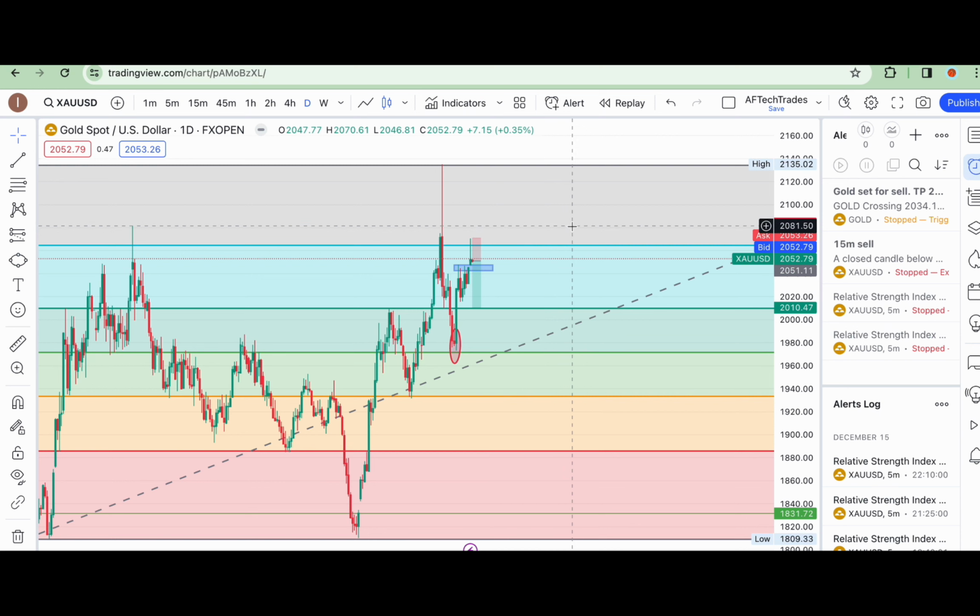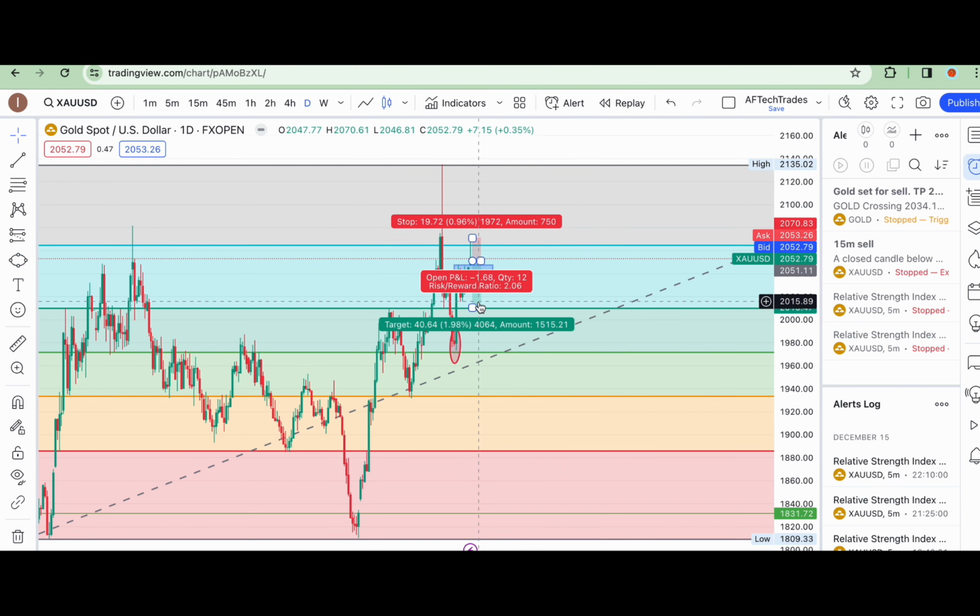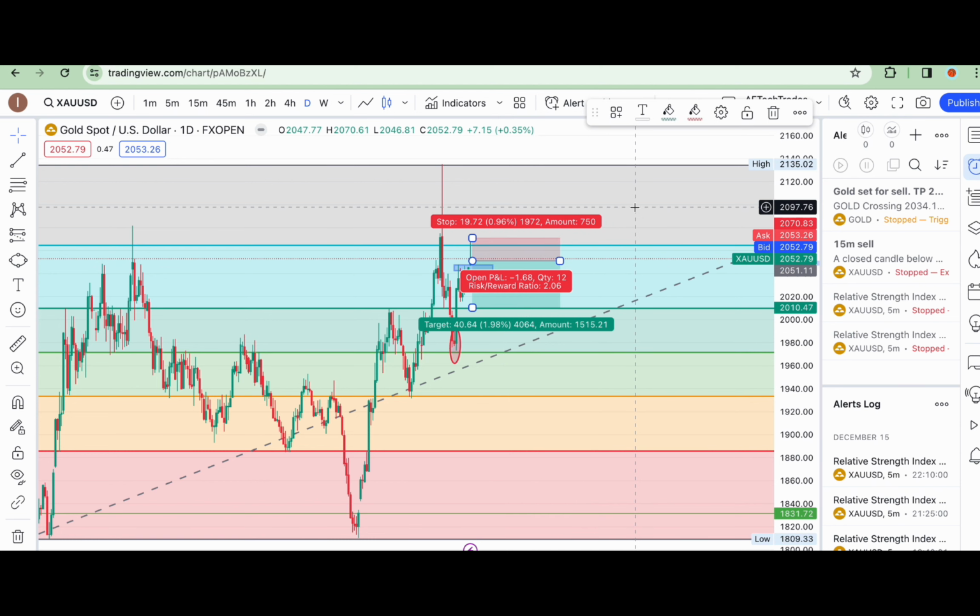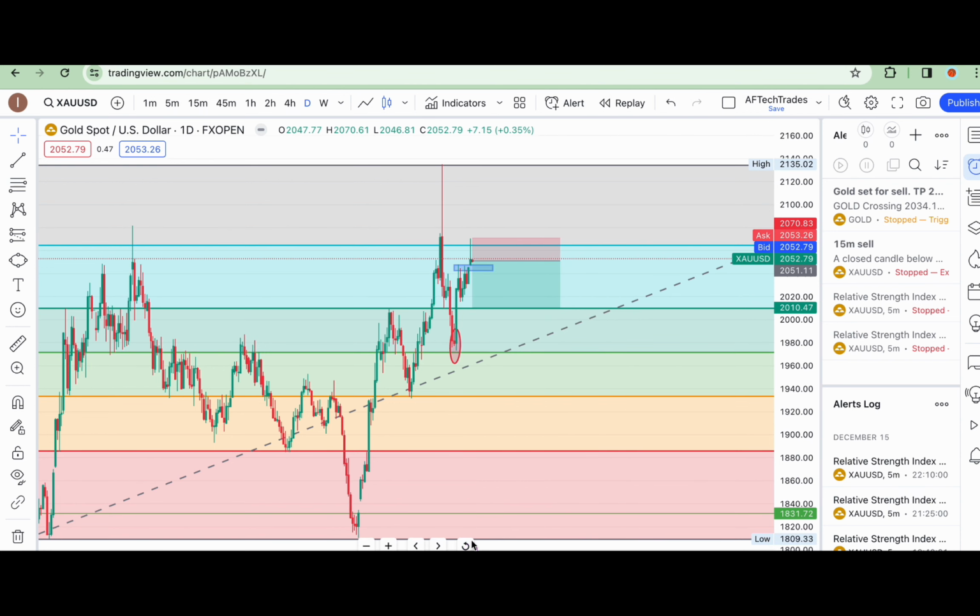Okay, good. So this is the trade here in the daily time frame. This is a risk to reward ratio of 2 to 0. Yeah, there is every likelihood that it comes to retest this zone 1. This is my first take profit.